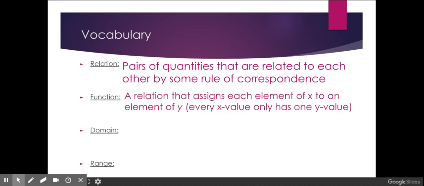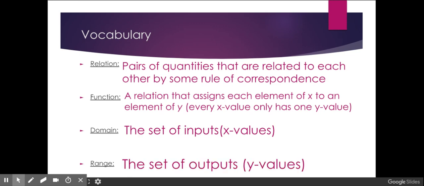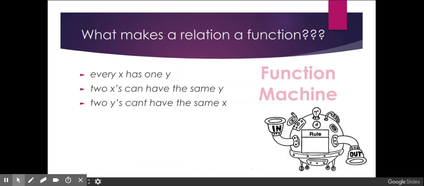A function goes a little bit further. It is still a relation, but it has more to the definition. It assigns each element of x to an element of y. So every x, everything you put in, only has one thing that can come out from it. Domain is our set of inputs, what we put in, x values, and range is the set of outputs, what we get out, our y values. So I like to think of this like a function machine.